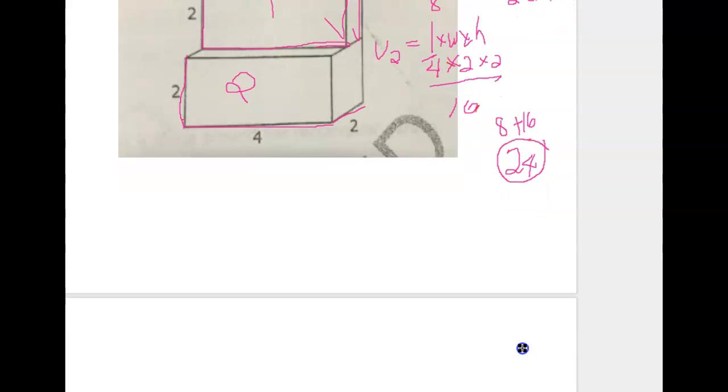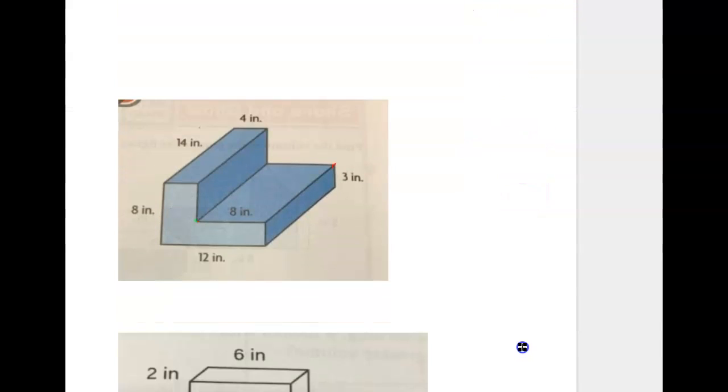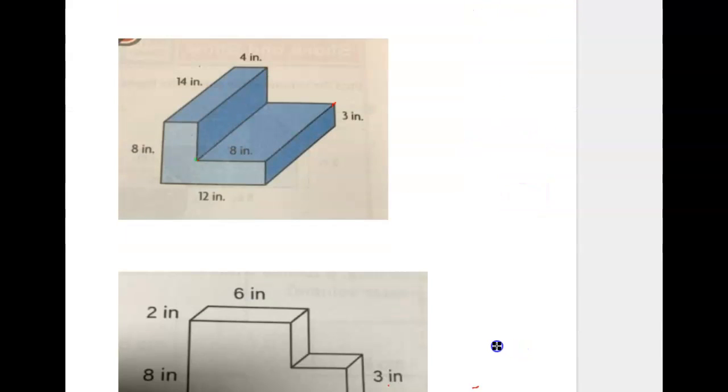Now let's move on to problem number 3. Do you think problem number 3 is complete? Let's find out. If you're going to separate this, we can draw a line from this corner here all the way down here.